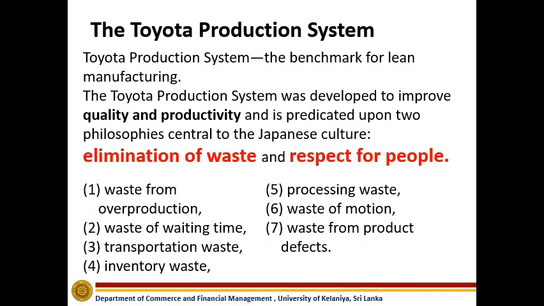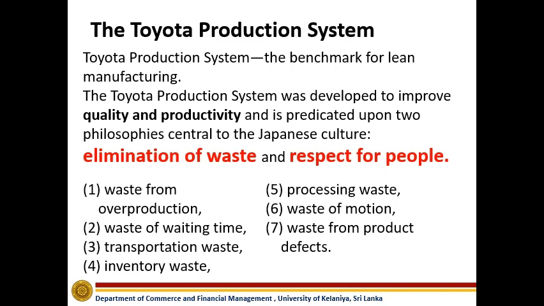And if we identify a company, it is the Toyota Production System. The Toyota Production System is the benchmark for lean manufacturing. It was developed to improve quality and productivity, so it acts as a benchmark, right? The main thing is that it's a Japanese concept, and it mainly focuses on eliminating waste and respect for people.